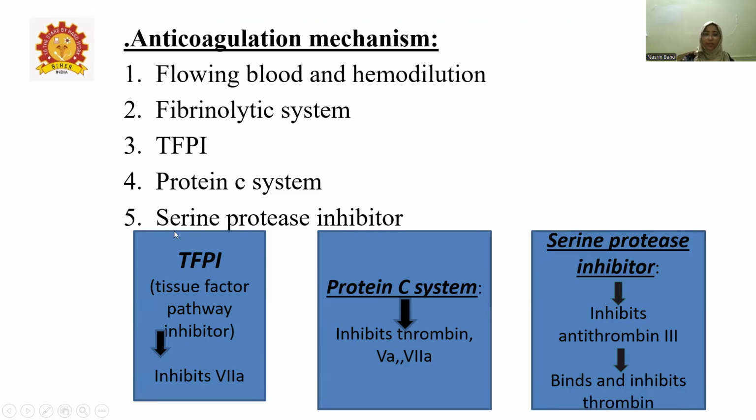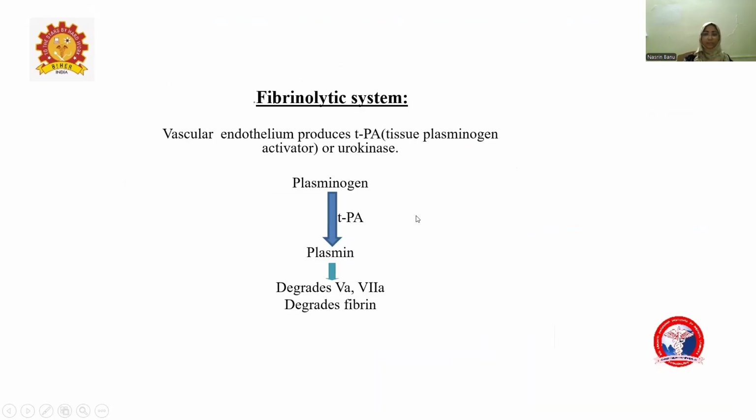Tissue factor pathway inhibitor inhibits factor 7A. The protein C system inhibits thrombin, factor 5A, and factor 7A. Serine protease inhibitor, antithrombin 3, results in the binding and inhibition of thrombin. These are the anticoagulation mechanisms.